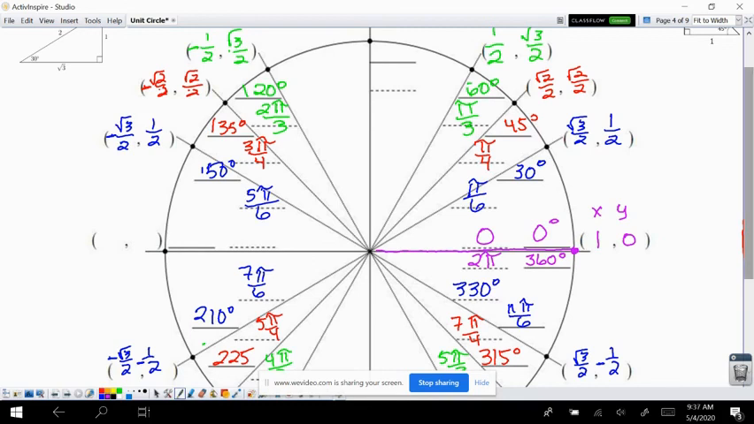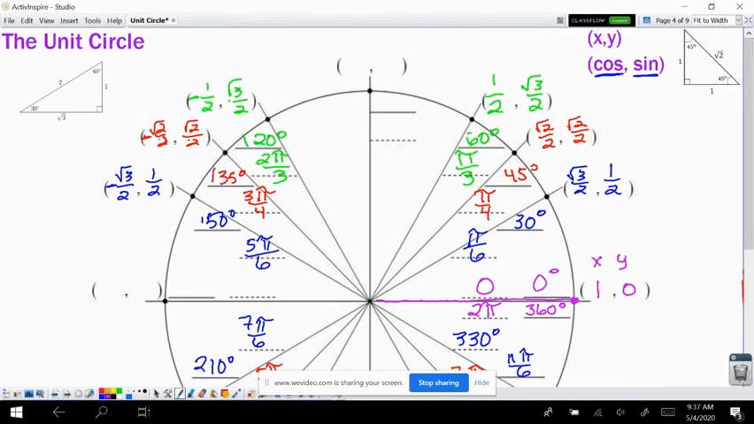Our next quadrantal angle would be the positive y-axis, which forms a 90-degree reference angle. In radians, that is pi over 2, a quarter of a full rotation. Now at 90 degrees, we can't make a triangle, but we can figure out our x and y coordinates, which would still represent cosine and sine. Our x-coordinate is 0, we did not move left or right, and our y-coordinate is 1. We went up all the way to the edge of the circle, 1 radius in the unit circle.